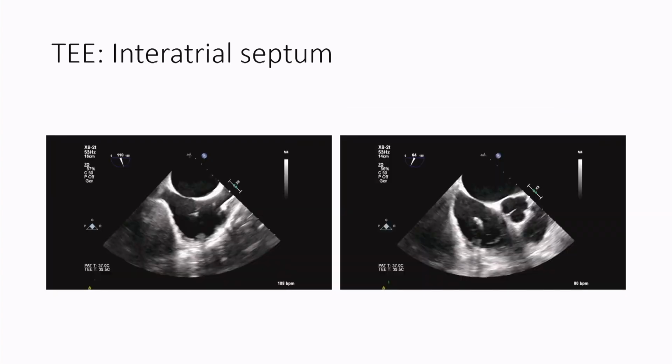The interatrial septum is part of your assessment. You have to look for the thin septum. Try to avoid the PFO during the transseptal puncture, and look at the thin part and any interference with the devices or the ICD as well.